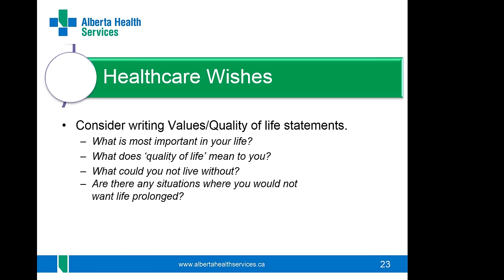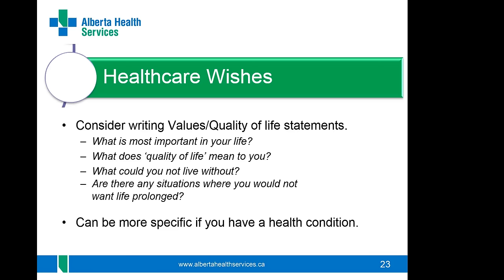Is it being able to walk? Is it being able to eat? Is it being able to communicate with your loved ones? And are there any situations where you would not want your life prolonged? And what does that look like? So those sorts of statements, that's really the type of information that your agent would need to be able to make good decisions for you.